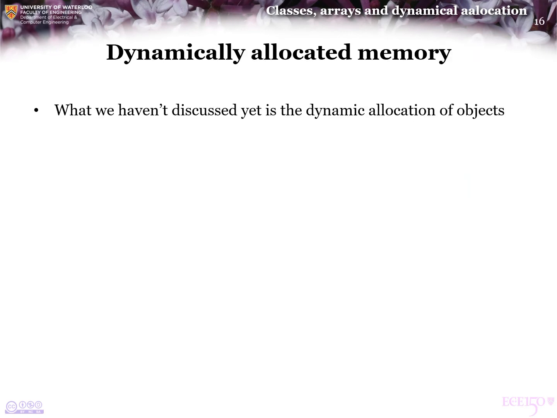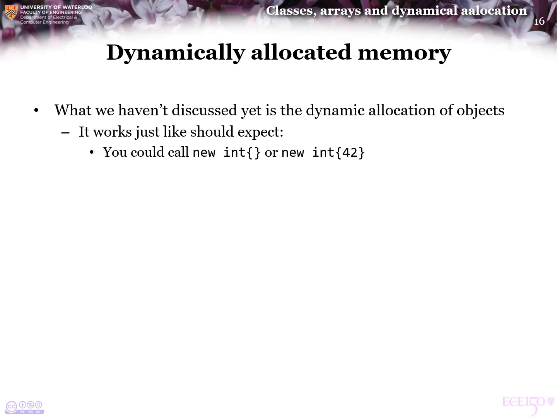Now, what we haven't discussed yet is the dynamic allocation of objects. It works just like you would expect. For example, the first one here, new int with empty braces, requests sufficient memory for an integer from the operating system, and that memory is initialized with the default value of an int, which is 0. In the second case, we request 4 bytes from the operating system, and that memory is initialized with the value 42.